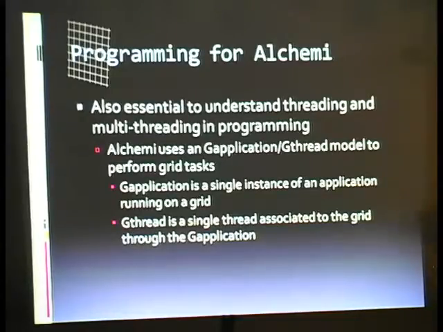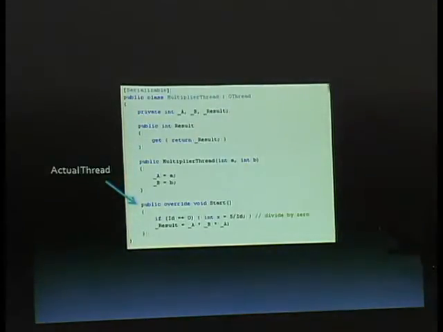Okay, and then it throws another little kink in it with the grid application and the grid thread. That's what I was talking about, where your actual program can create multiple applications, which can create multiple threads. In Alchemy, they use the terminology GApplication and GThread, which designates it as a grid application or a grid thread. So here's an actual thread in one of the sample applications. That is the actual thread. If these things are okay, then go ahead and process the result: A times B times A. Okay, so that's your thread.